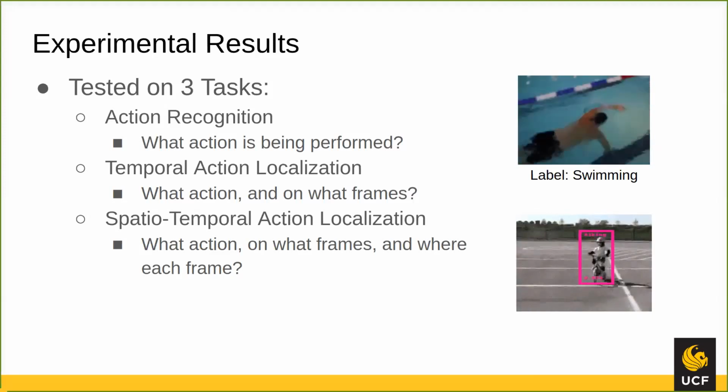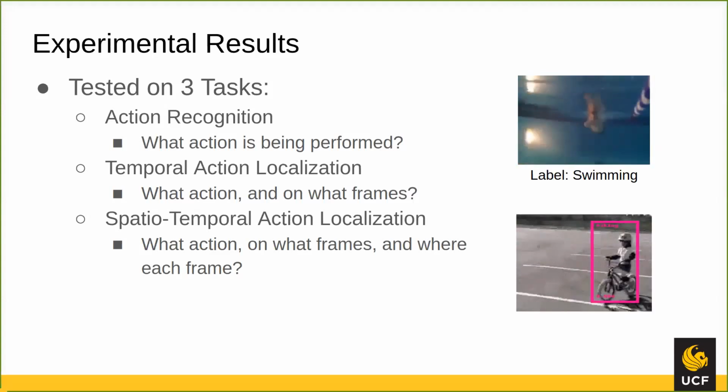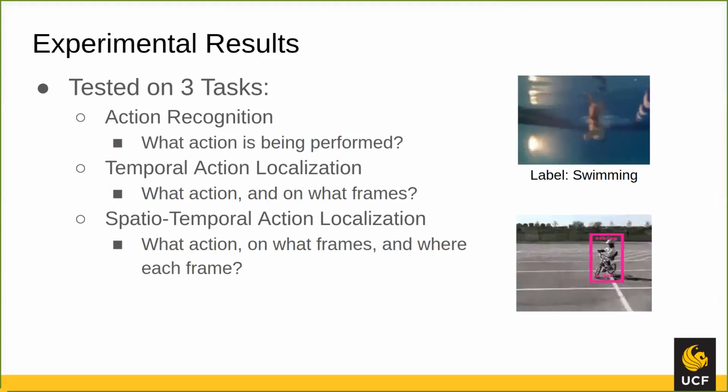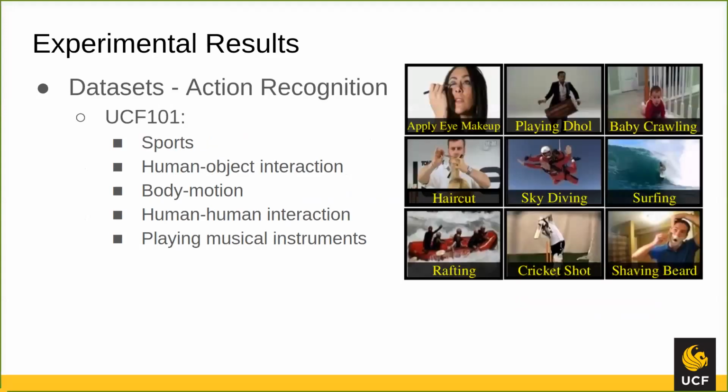So you can think of this again like a long video. We're trimming it, and then we're saying this is the pixel locations in which the action occurs. So they had a few different data sets as well. For the action recognition, they used a few data sets.